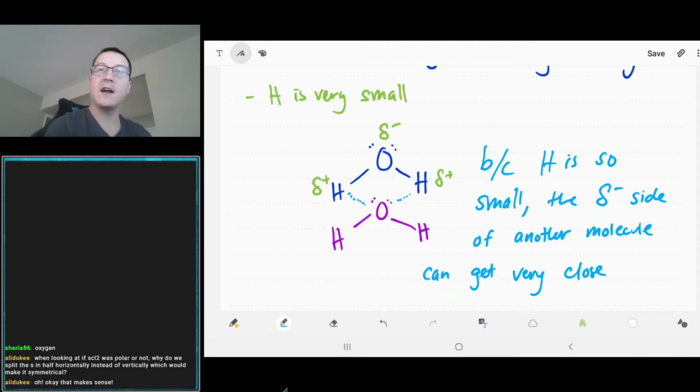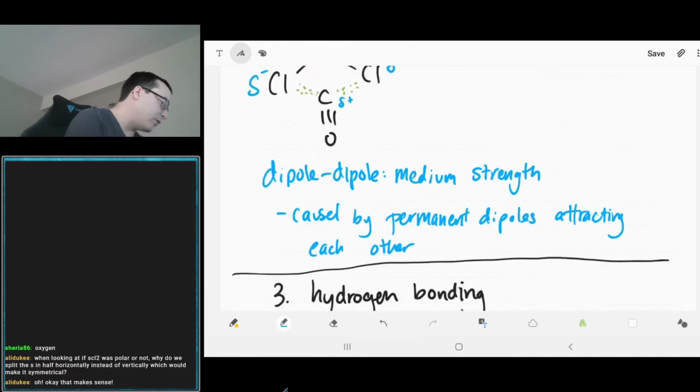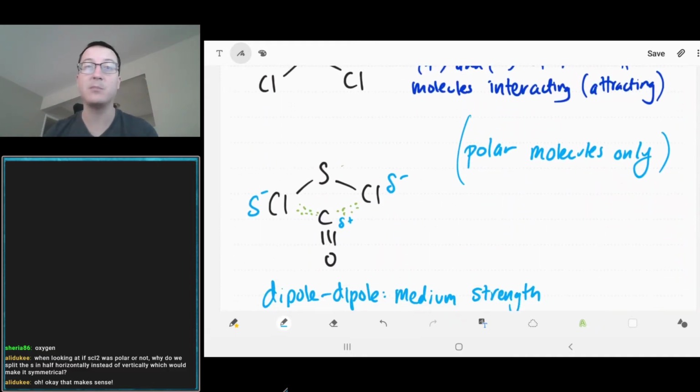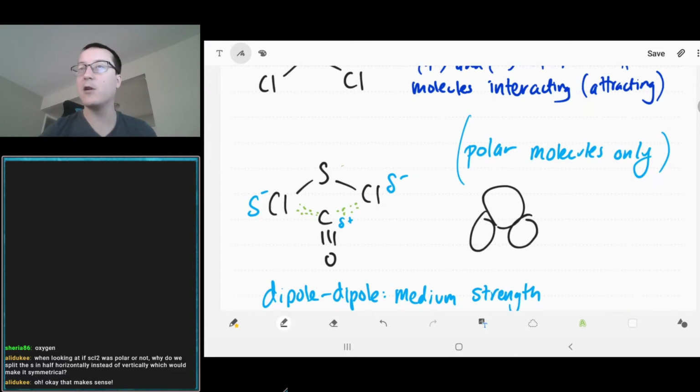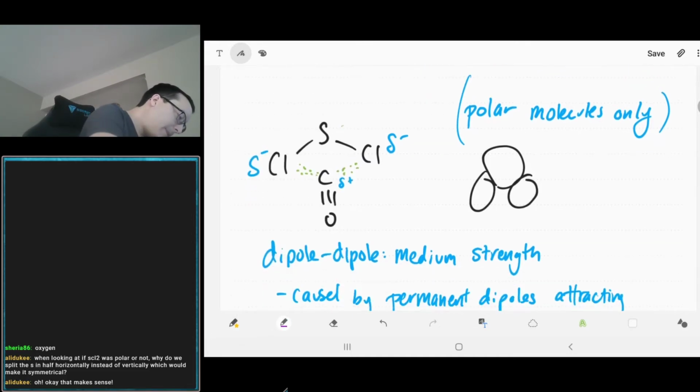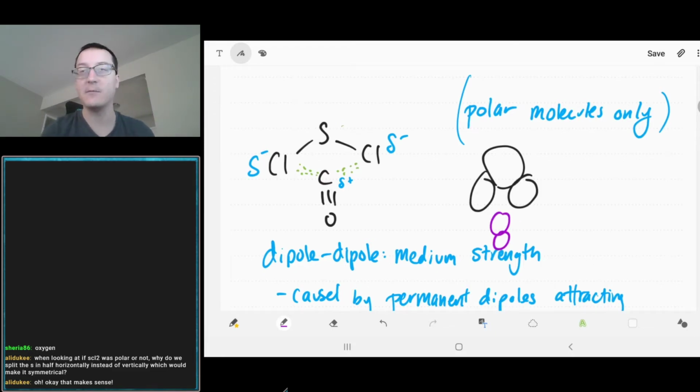So because those hydrogens are super duper small, the oxygen of the other molecule can get in pretty close to it. The chlorines of this last molecule are by comparison pretty big. And so that carbon will not be able to really get in there just because those chlorines are so big. If we think about them as spheres, here's our sulfur dichloride. And so this other carbon can only get so far in there before it just can't fit, essentially.